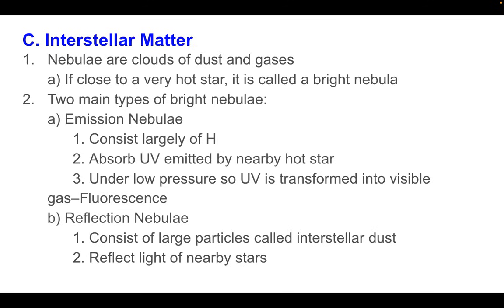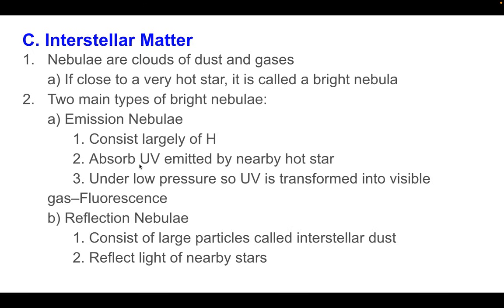And so when you come across a cluster of dust and gases, we call it a nebula. And if the nebula is close to a hot star, it can either illuminate, emit, or reflect that light. So there are two types of bright nebulae, emission nebulae and reflection nebulae. Emission means that it's mostly made of hydrogen gas.